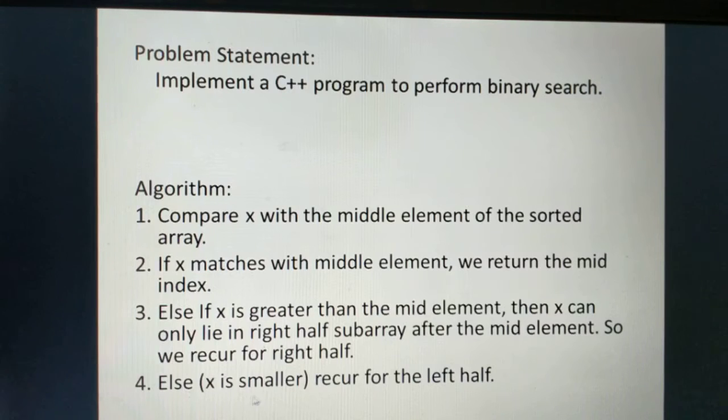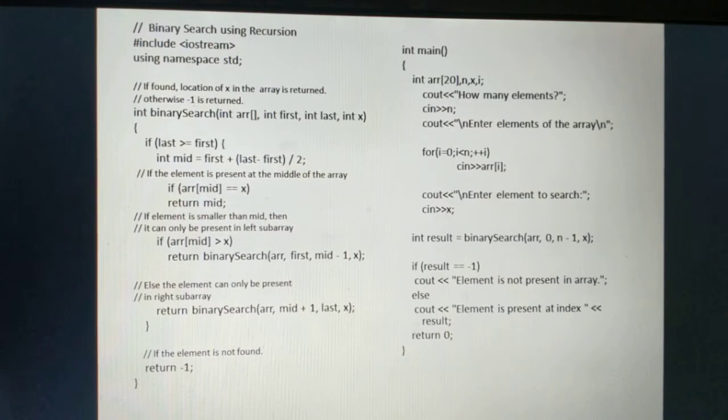and your search has to be carried out in the right half. Next, else if x, the item you want to search for, is smaller than your middle element, we search in the left half, until we find the appropriate item at a particular location. Once we find it, we print it. So let's look into the program.